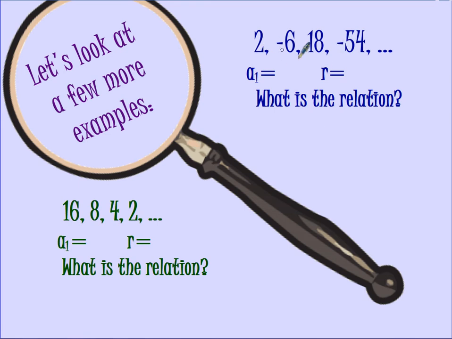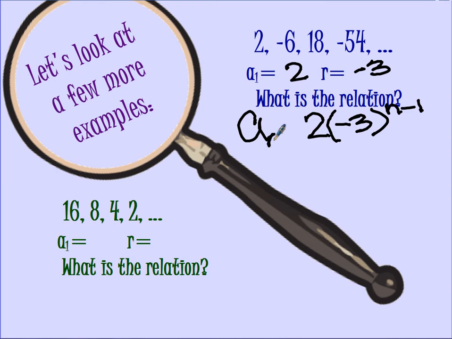Let's take a look at this specific sequence, 2, -6, 18, and -54. We've seen that before in one of our previous videos, and we know that our initial term is 2, and our common ratio is -3. The relation in this sequence is I'd always start with my initial term, and then I'd take the common ratio to a power that's 1 less than the term number. That would equal any term in the sequence. Remember, a sub n refers to any term in the sequence.